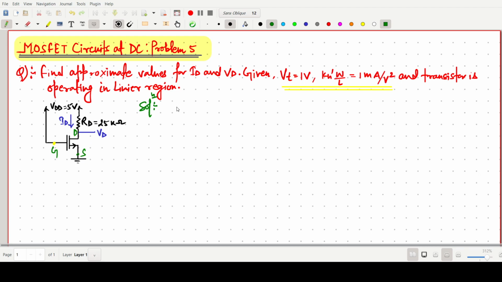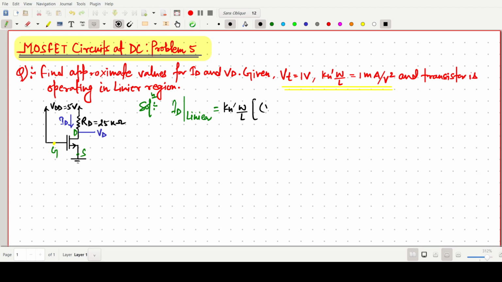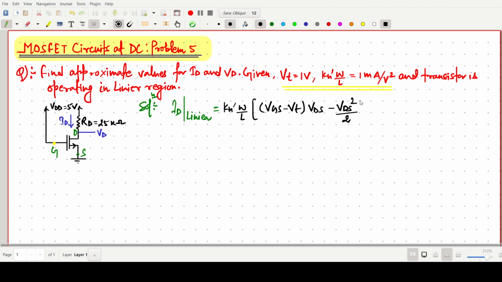linear region. So we have to write the drain current equation in the linear region. The drain current equation in the linear region can be written as K'n W by L times (VGS minus VT) VDS minus VDS squared by 2. So this one is the drain current equation in the linear region. K'n W by L is 1 milliampere per volt squared.